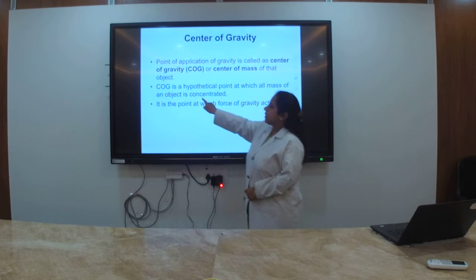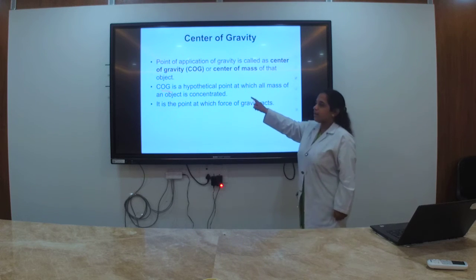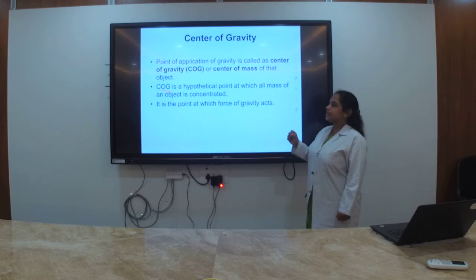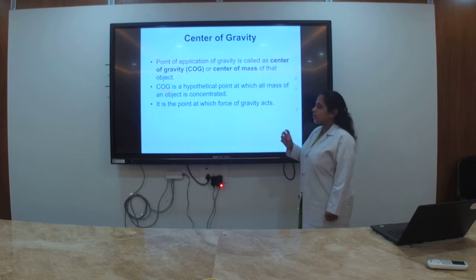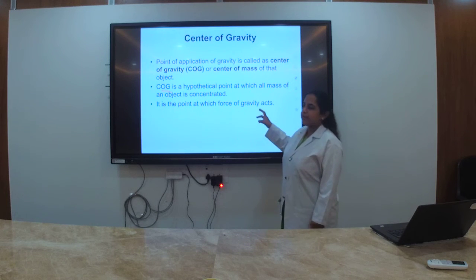Now what is center of gravity? Center of gravity is a hypothetical point around which the mass of the whole object is supposed to be concentrated. It is the point at which force of gravity acts.